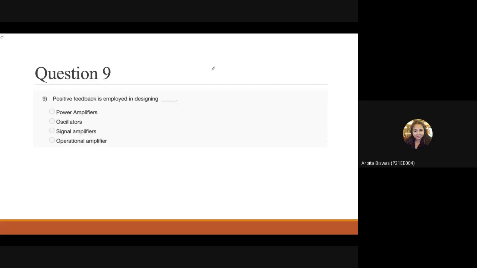This is question number 9. Positive feedback is employed in designing dash. First option is the power amplifier. Second option is the oscillator. Third option is the signal amplifiers, and option D is the operational amplifier.